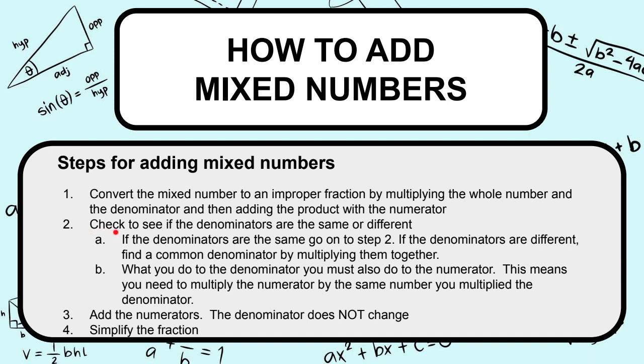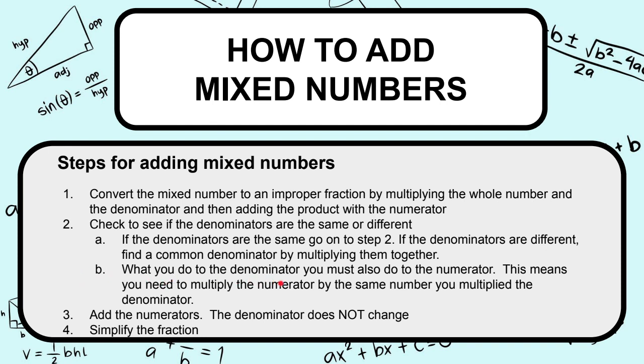Step number 2. Once you convert the mixed numbers to improper fractions, check to see if the denominators are the same or different. Most of the time, the denominators are going to be different. If the denominators are the same, go on to step 2. If the denominators are different, find a common denominator by multiplying them together. There are other ways to find common denominators, but that's the easiest one, and when you're just learning, that's what I recommend you do. Now, part B.